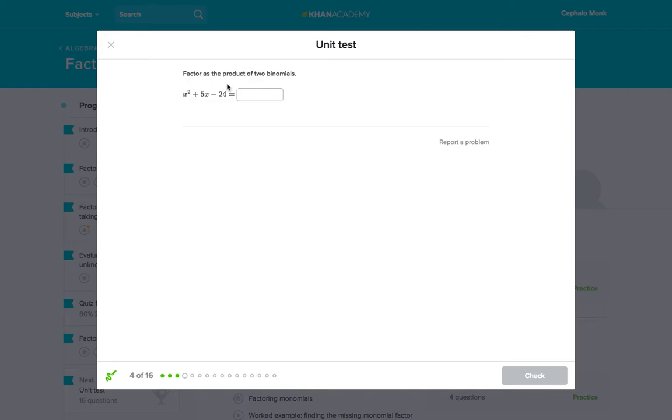8 and -3. So x squared minus 3x plus 8x minus 24. X times x minus 3, and plus a positive 8 times x minus 3. You get x plus 8 and x minus 3. So it's x minus 3, x plus 8.